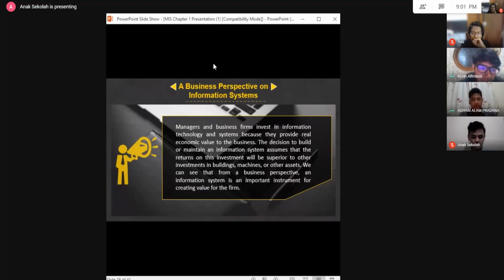A business perspective on information systems. Managers and business firms invest in information technology and systems because they provide real economic value to the business. The decision to build or maintain an information system assumes that the returns on this investment will be superior to other investments in building machines or other assets. We can see that from a business perspective, an information system is an important instrument for creating value for the firm.